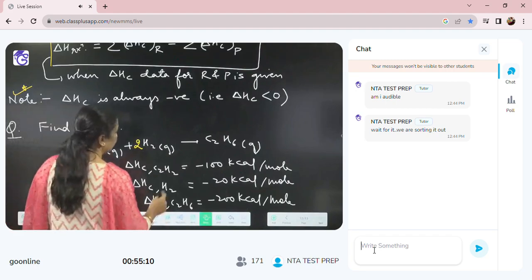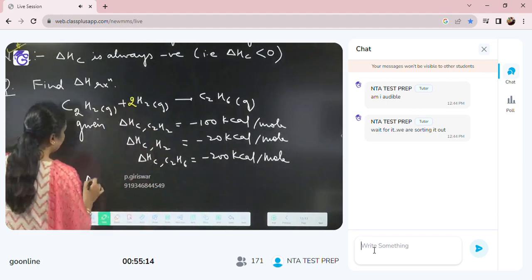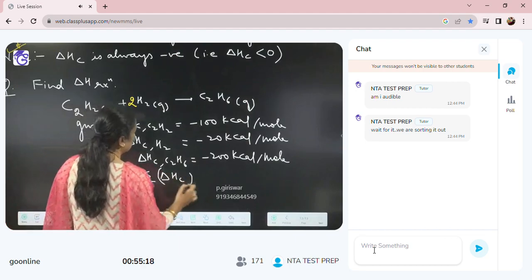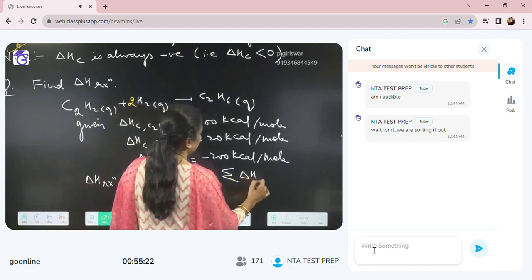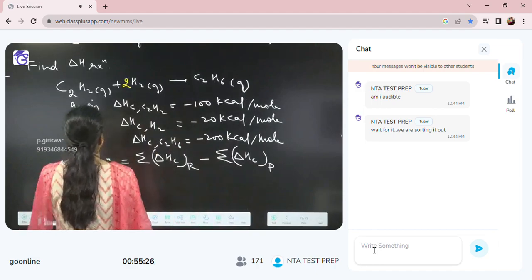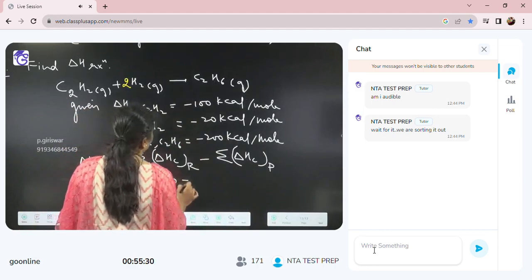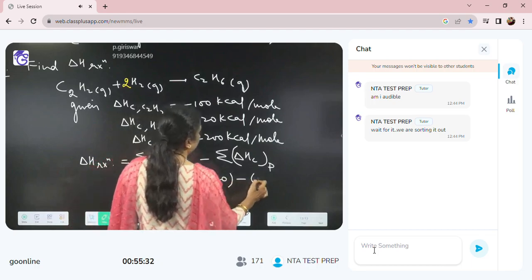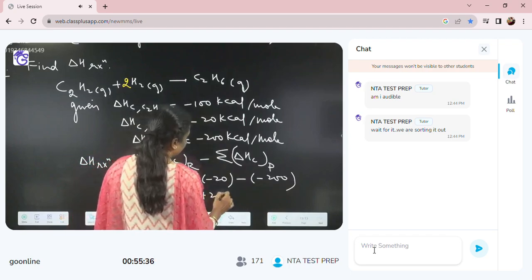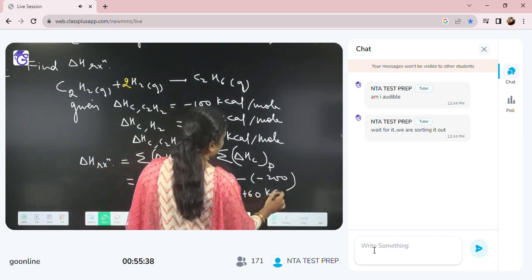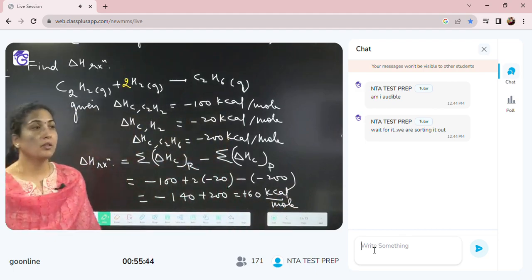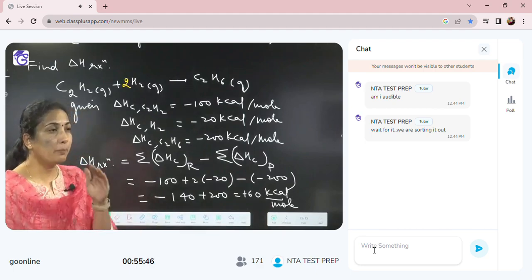I didn't balance it. So delta H for the reaction is going to be the summation of enthalpy of combustion of the reactant minus enthalpy of combustion of the product. So here for the reactant I'll write minus 100 plus 2 into minus 20, minus of minus 200. So I'll write minus 140 plus 200, which is basically plus 60 kilocalorie per mole. So do not be in a hurry. Check whether the examiner has given you a balanced reaction or not.